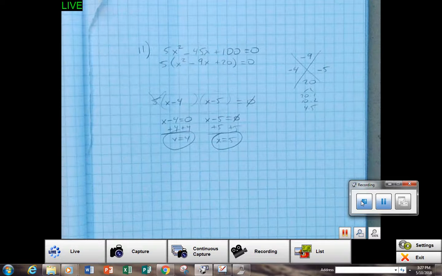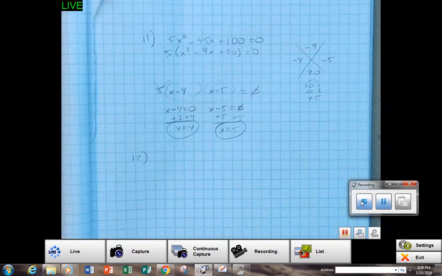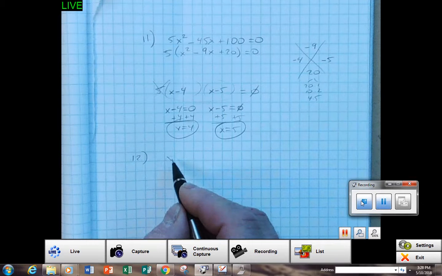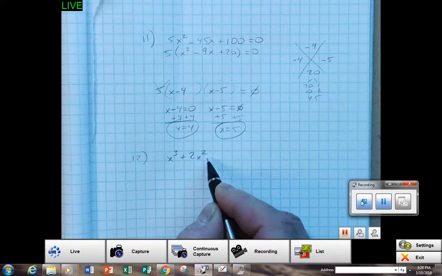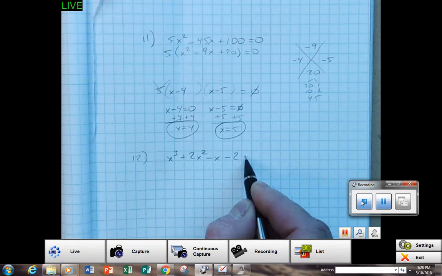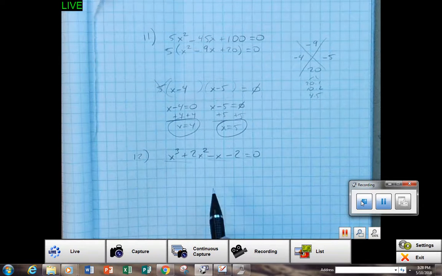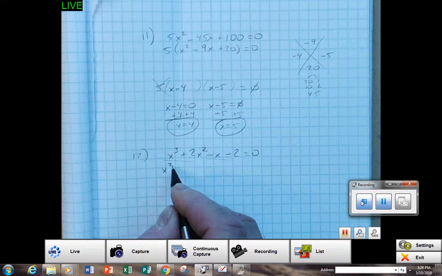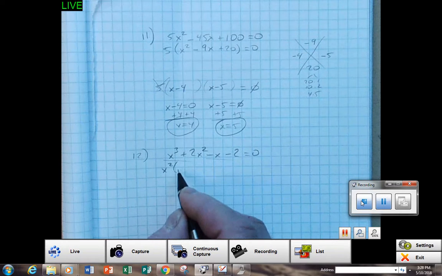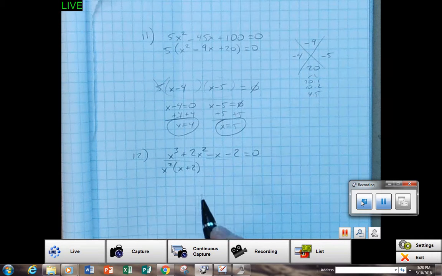Number 12. 12 has you solve it by factoring. So you have x to the third plus 2x squared minus x minus 2 equals 0. So I'm going to factor this by grouping. So this first one, I'm going to take out x squared out of it, and that will give me x plus 2. The second one's a little trickier.